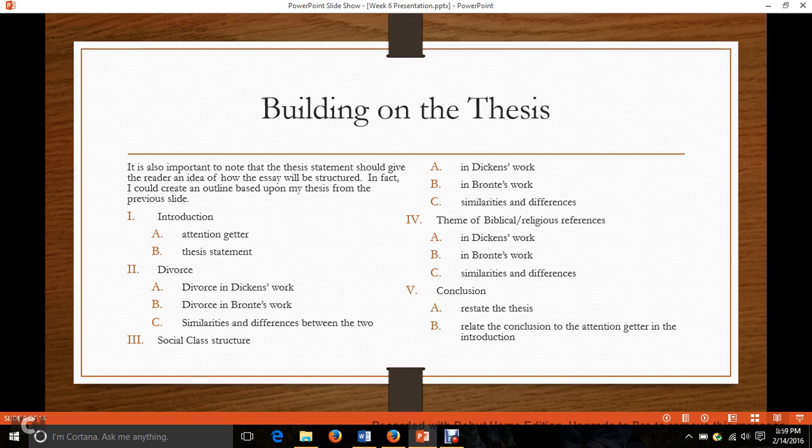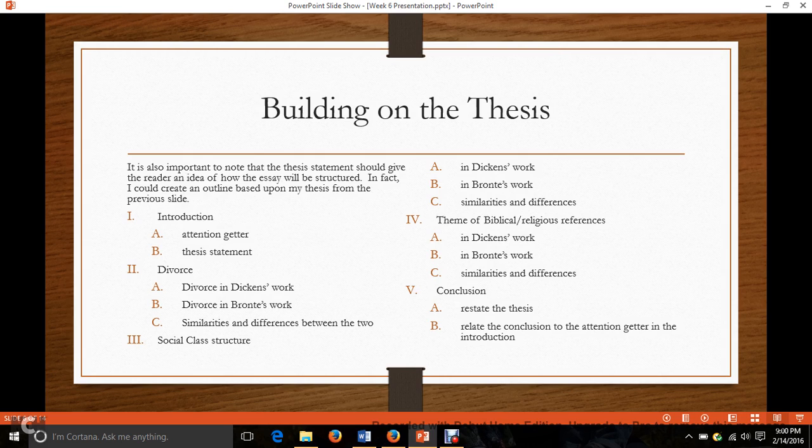is a point-by-point method. But you can see I have the introduction and with the thesis statement, and then the body of the paper is broken up by points: divorce, social class structure, and biblical or religious references. And then you could see in the body of each of those sections have divorce in Dickens' work, divorce in Bronte's work, the similarities and differences between the two. The second, social class structure in Dickens and Bronte's, similarities and differences. So you can see that there's a clear progression of ideas in the compare and contrast with a point by point. You could do the same thing with a block construction.